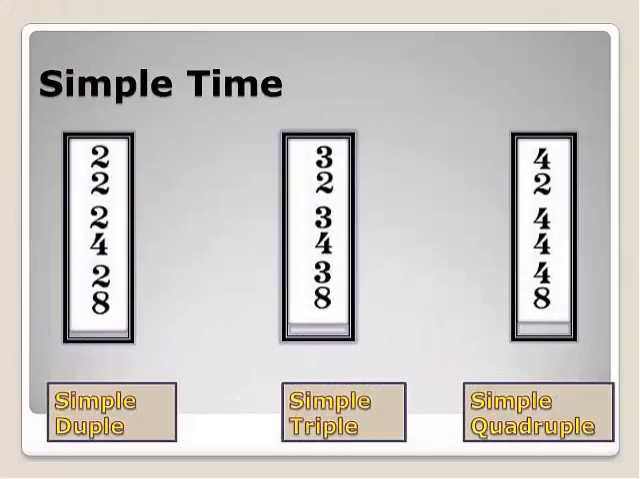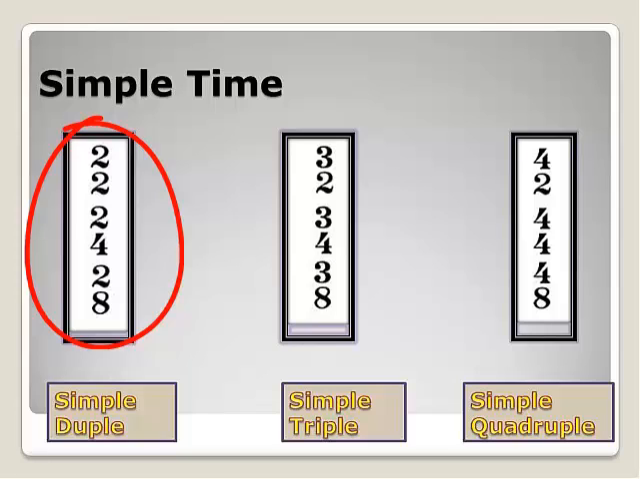Here we have our time signatures for simple time. We can have simple duple, which is going to be 2/2, 2/4, or 2/8. If our time signature is 2/2, it means we have 2 half notes in each measure. 2/4 means there's 2 quarter notes in each measure, and 2/8 means that there are 2 eighth notes in each measure.